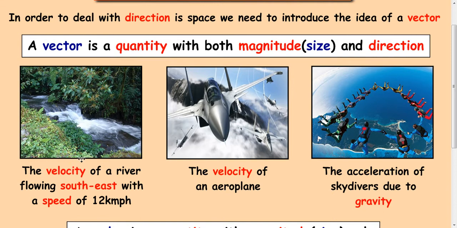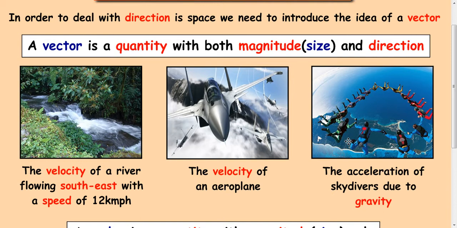The velocity of something has a speed and it also has a direction, therefore it's a vector. The velocity of an aeroplane also has speed, that's the magnitude or size, in miles per hour or kilometers per hour, and also a direction applied to it. Gravity is also a vector because it's acceleration, which has a size, and it also has a direction, pulling towards the earth.